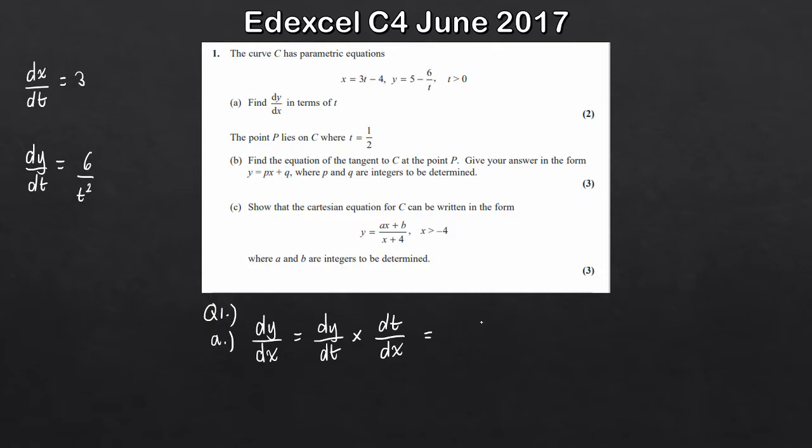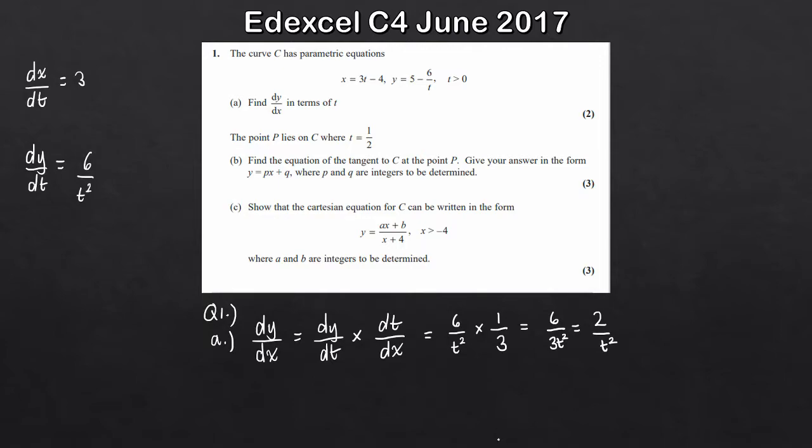So dy by dt, we already know what that is. That's 6 over t squared. And then we times that by the reciprocal of dx by dt, so that's 1 over 3. So what we get here is 6 times 1, which is 6, divided by 3t squared. If you cancel appropriately here, this would give you 2 over t squared. Okay, so 2 over t squared there for dy by dx.